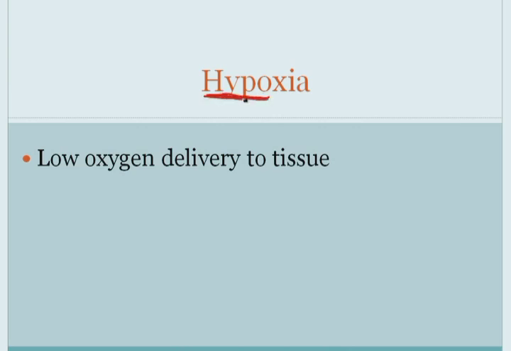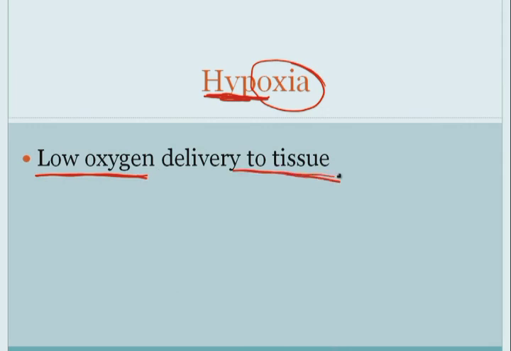Hypo means low, and oxia refers to oxygen. And so hypoxia is low oxygen, and in particular, it's low oxygen delivery to tissues. Now recall that tissues are essentially dependent on oxygen. And the reason they're dependent on oxygen is because oxygen is the final electron acceptor in the electron transport chain.